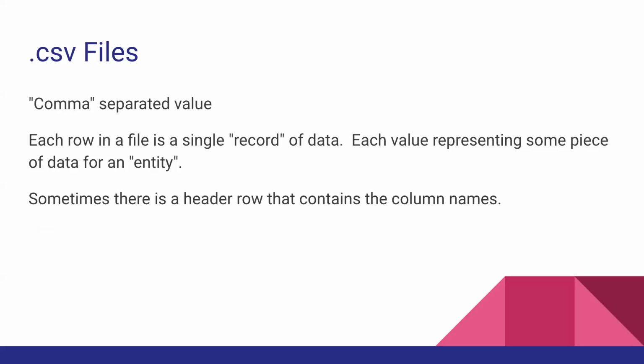So a CSV file stands for comma separated value. And so each row in the file is a single record of data. So if you think about our car lot example, then what we see is each car that's on the lot is a row in the file, and then each column in the row is going to be a value that represents one of the fields or the properties of our car, and each of those fields is going to be separated by a comma.